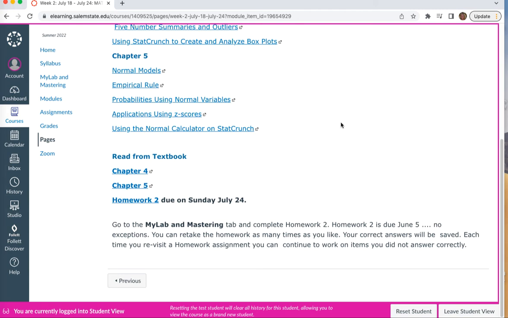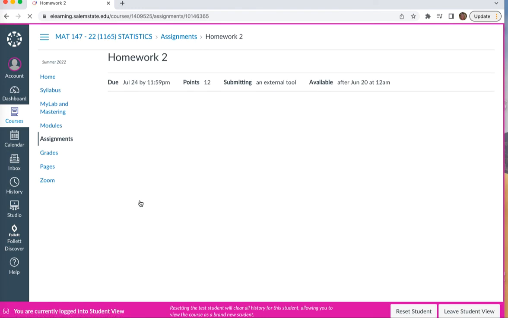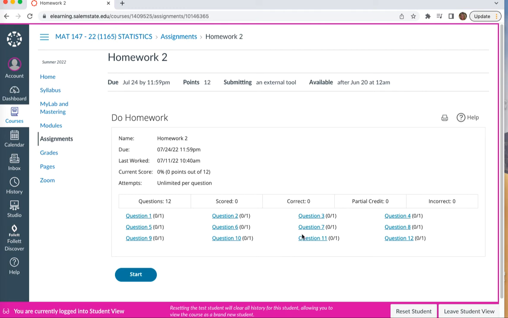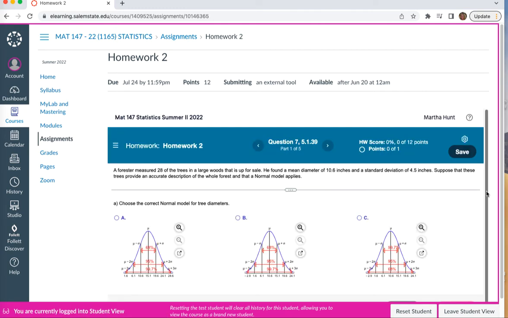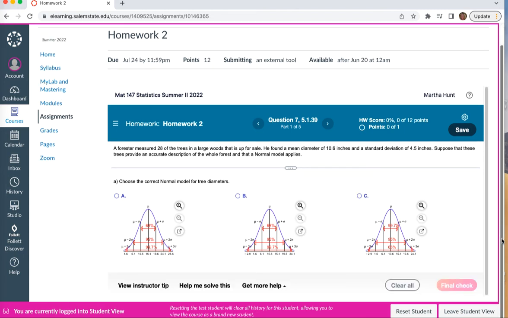I do want to look at one more problem with you. This is in Module 2, and it's Homework 2. So we're going to open Homework 2, and the problem I want to look at is question 7. This is a problem a lot of students find challenging. It's an application of the empirical rule, also known as the 68, 95, 99.7% rule.